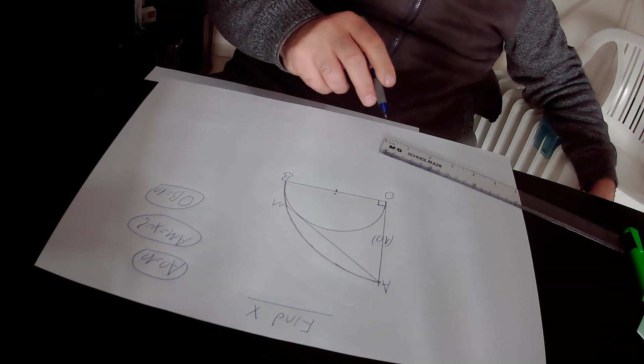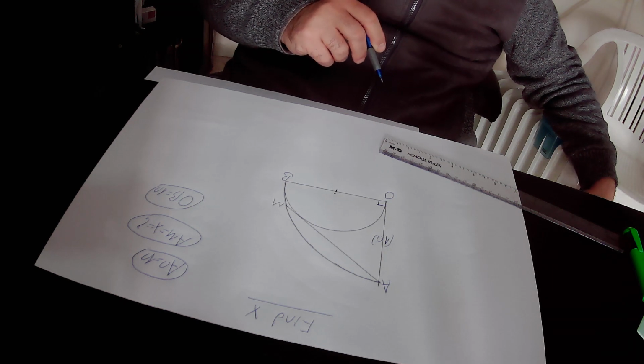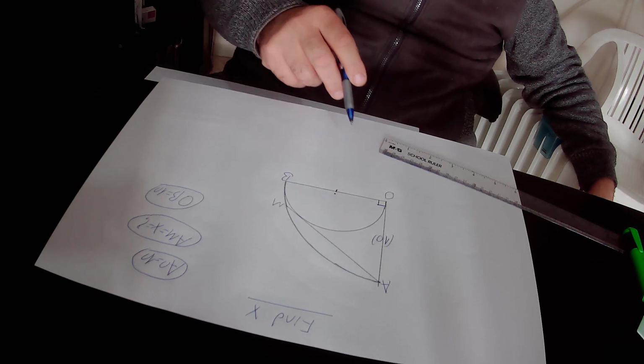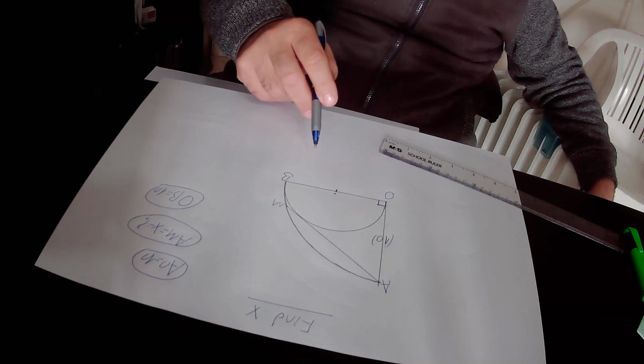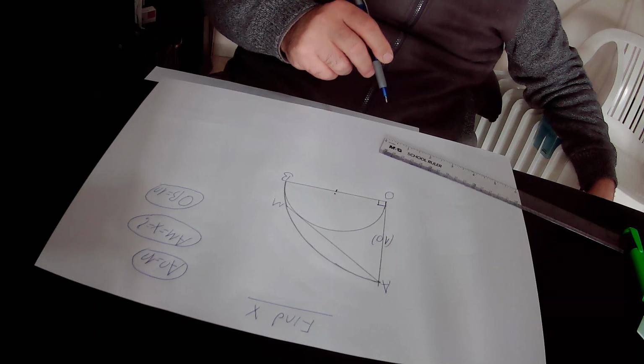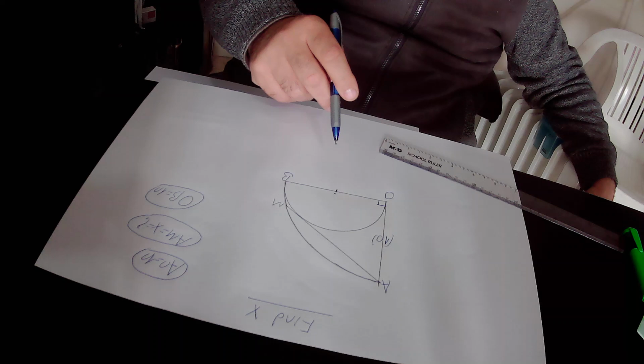But OB is not only the radius of this quarter circle, it is also the diameter of this semicircle. So the diameter of this semicircle equals 10 units, therefore the radius of the semicircle must be equal to 10 over 2, that is 5. The radius of this semicircle equals 5 units.